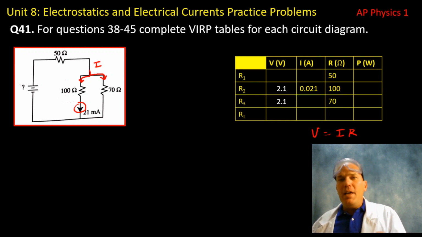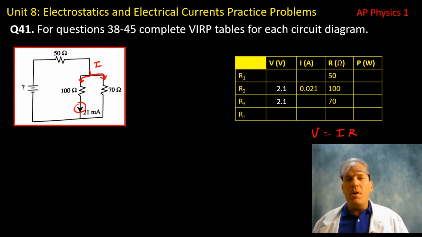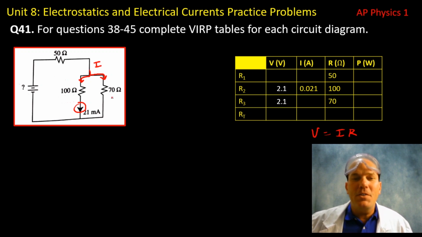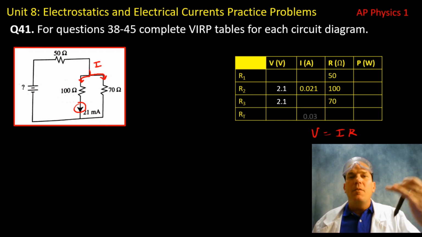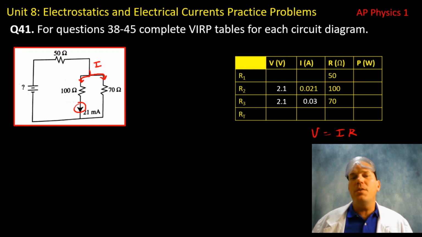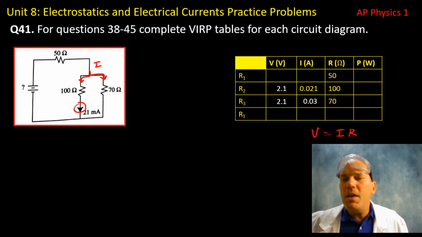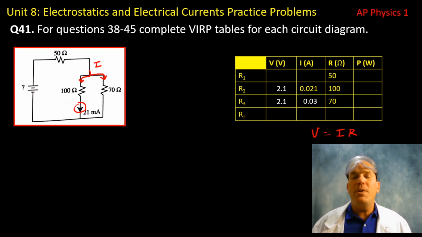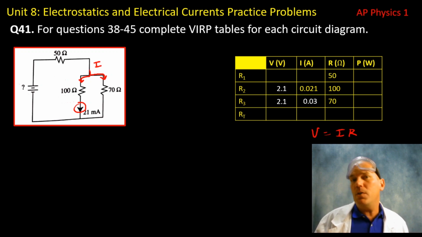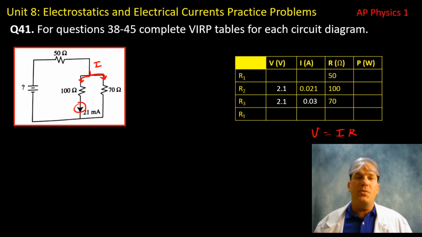R2, if that has a potential drop of 2.1, then R3 also has a 2.1 voltage drop. Remember, they're in parallel. So the potential difference or voltage drop across each one will be the same. Then we can go ahead and calculate the current through R3. So R3 is 0.03. So as we predicted, it has more current than R2. So our prediction holds true based on this computation.